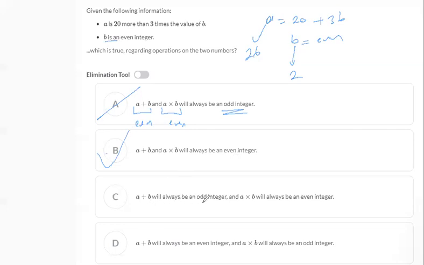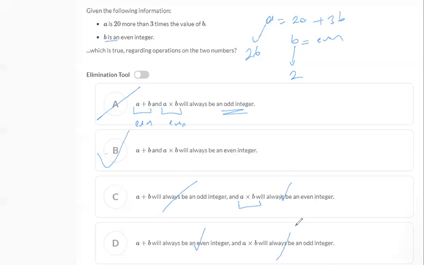A plus B always an odd number? No, we saw A plus B is always even. A times B is always even. That is always even. This is also always even. This is correct, but this is wrong. And this is the other way around. This even is okay, but odd is not.